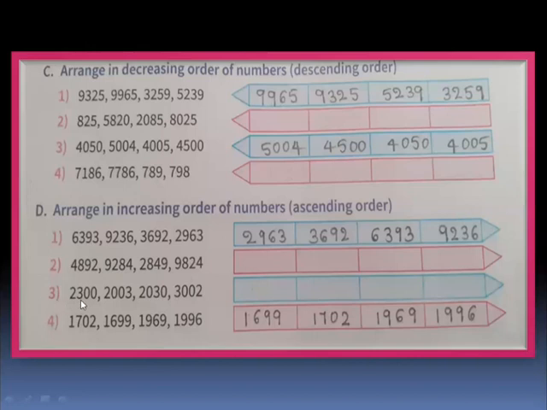Next, the third one also, you have to do these two problems in the textbook. Okay. Next, fourth one, 1702, 1699, 1969, 1996. In these numbers, which is the smallest number? 1699. Next one is 1702. Next number is 1969. Last number is 1996. This is about descending order and ascending order.